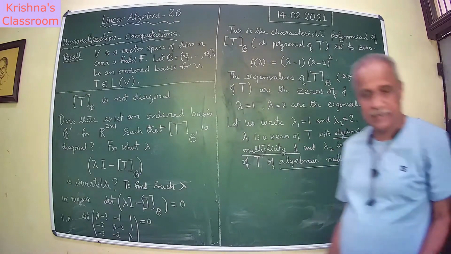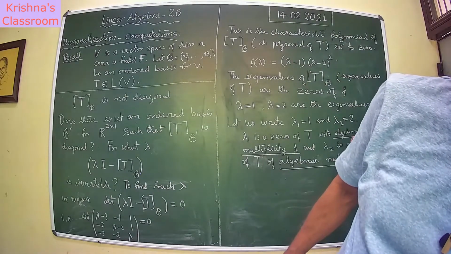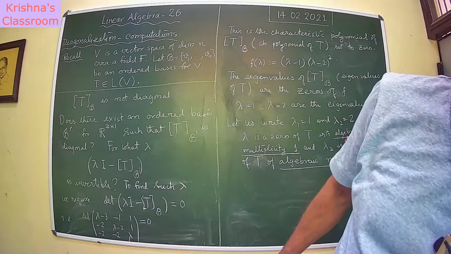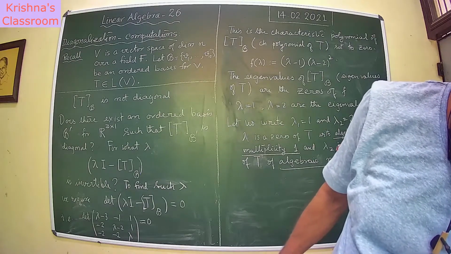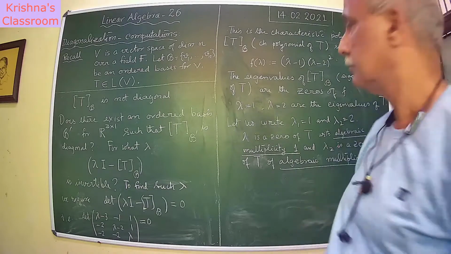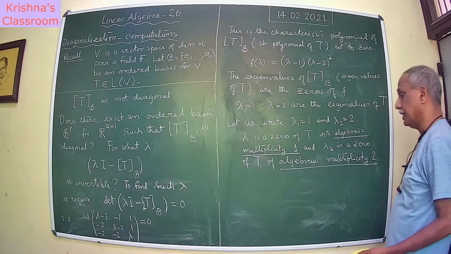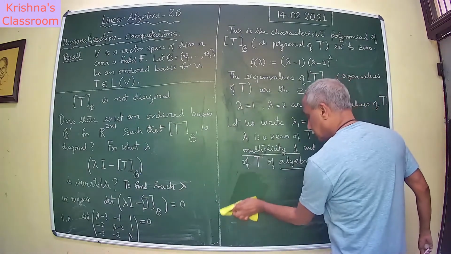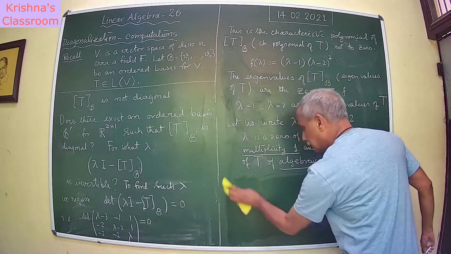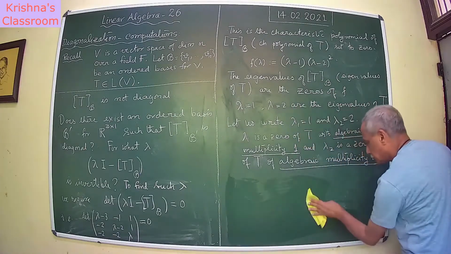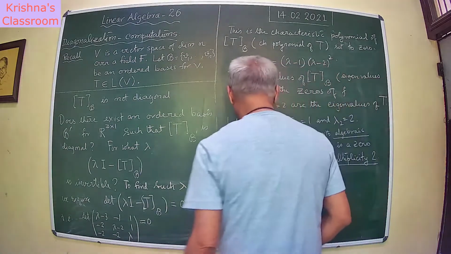It's not clear at this stage whether you can get an ordered basis for V with respect to which this would be diagonal. Let us explore this. Now let us compute the eigenvectors.